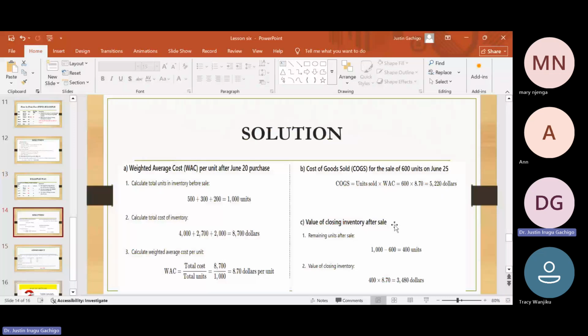Then the closing stock is what remains. We had 1,000 minus the 600, so we are remaining with 400 units. So the value of the closing inventory will be 400 multiplied by $8.7, and you get $3,480. That is the value of the closing inventory.